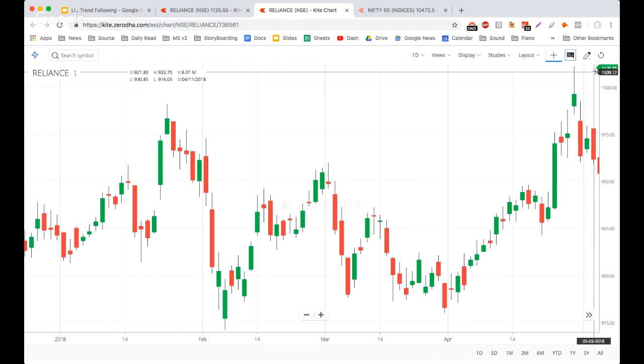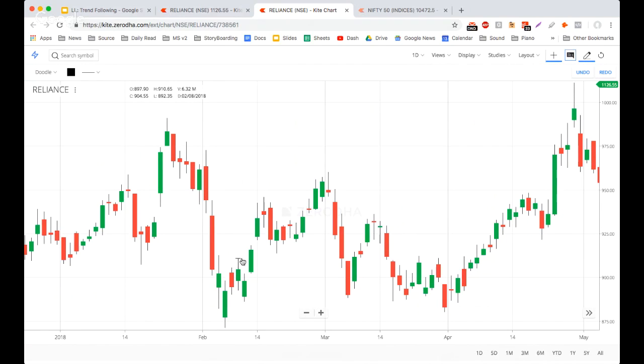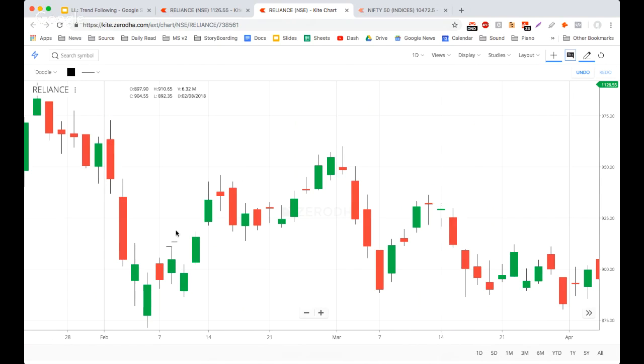So long only, remember, market closed above the swing high. I'll zoom in. Market closed above the swing high. We bought here, stop loss here, move stop loss here. You could move the stop loss here, but it's very aggressive.